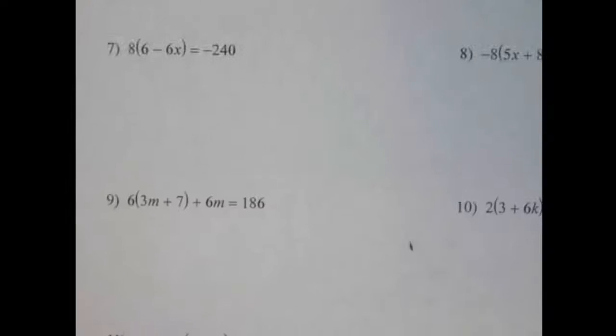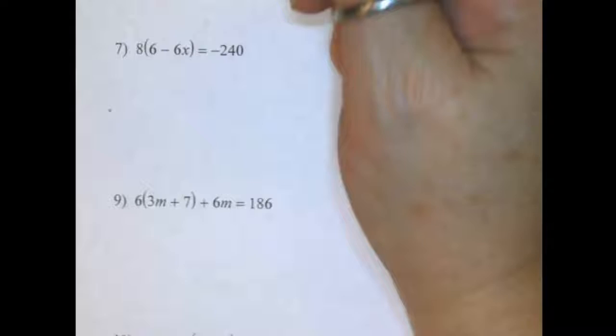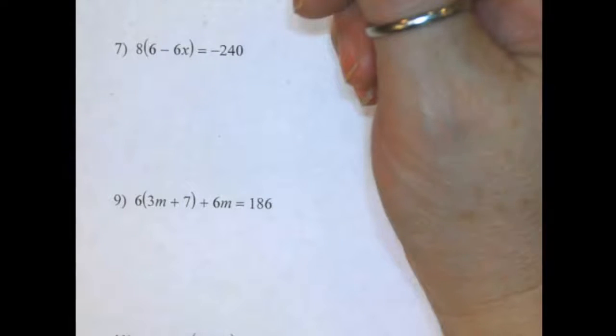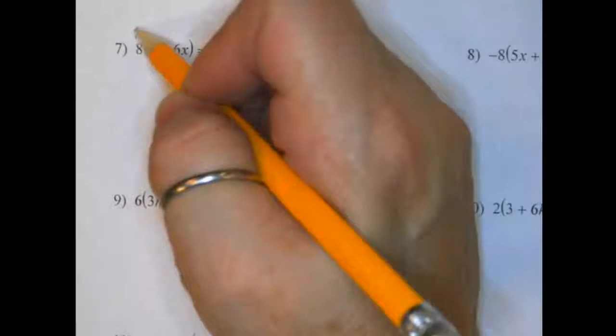Number 7. What do we see that's different with number 7? We have parentheses. Not these, these are quotations. These are called parentheses. That's all right, I know. It's not English class, right? It's math class. All right, so we're going to undo these parentheses by using arrows.